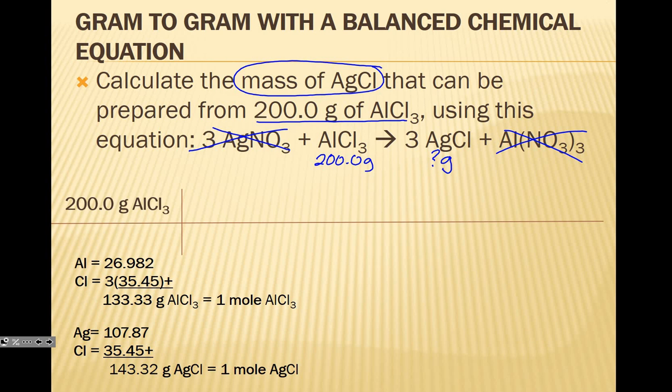Okay, so then I look at what I've added up and what I have. And since I have grams of aluminum chloride, I want to get rid of grams of aluminum chloride. And grams of aluminum chloride are right here, so I'm going to put that on the bottom so that the grams of aluminum chloride can cancel out. And that's equal to 1 mole of aluminum chloride, so I put that on the top.